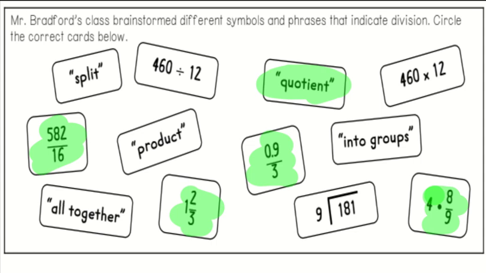Anything else? Mason? Yeah, it literally has a division sign right there, so that's 460 divided by 12. That's one. There are a couple more. Mason? 181 divided by 9. Ford? Into groups. Sydney? Split. Those are all the ones that mean division of some sort, okay?